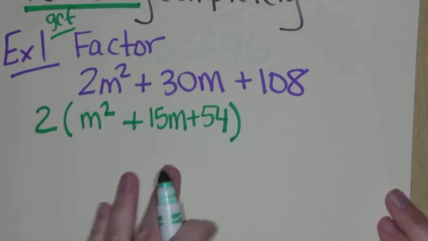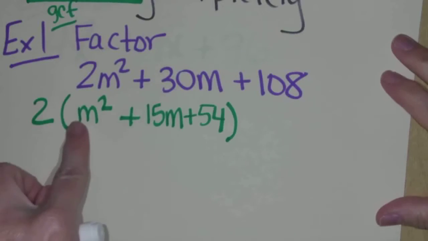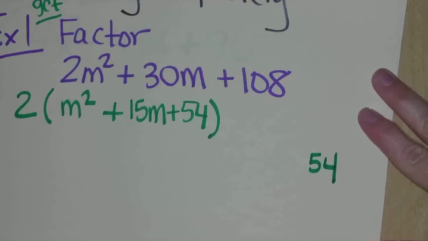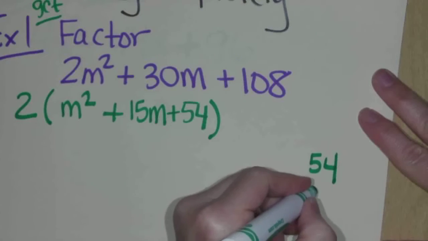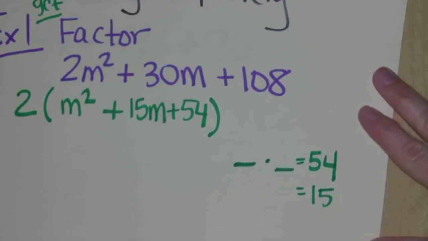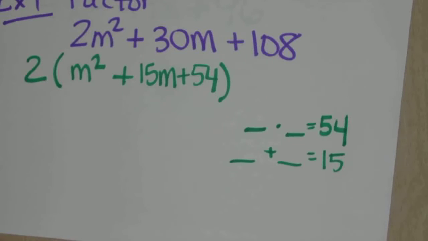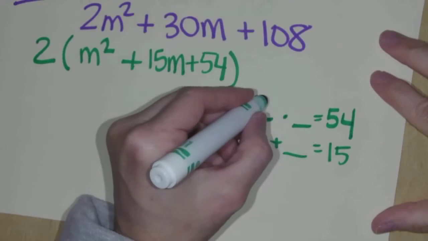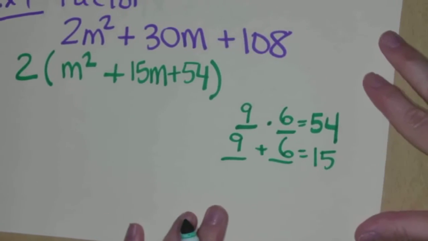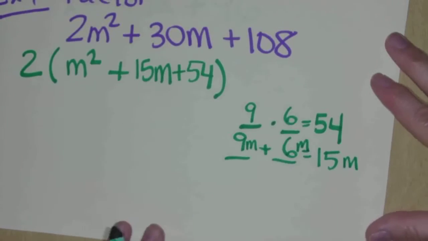So I'm going to go back to a former style of factoring. I'm going to multiply, which is grouping. I'm going to multiply the 1 times the 54, and that's 54. And then I'm going to slide the 15 down. So I'm looking for 2 numbers whose product is 54 and whose sum is 15. And I know that is going to be 9 and 6. 9 times 6 is 54. 9m plus 6m is 15m.